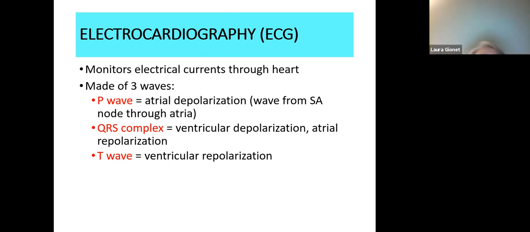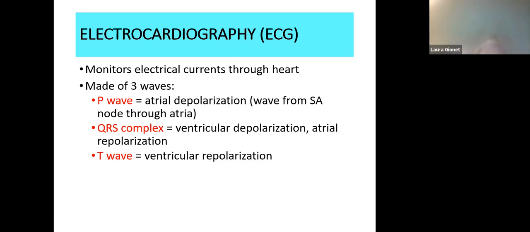There are three major portions of waves. We have the P wave, the QRS complex, and the T wave. The P wave represents the electrical events of atrial depolarization, how that impulse travels from the SA node through the atria to the AV node.